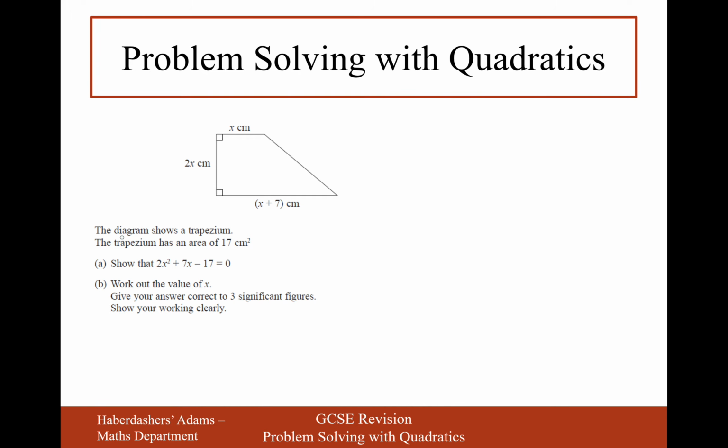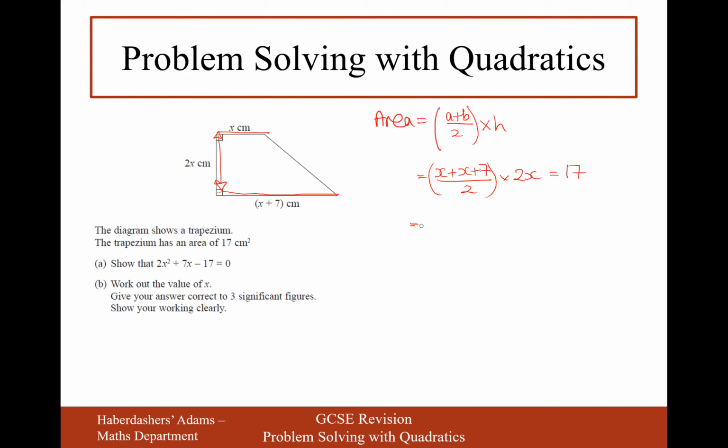Okay, so we are asked to work out the area of the trapezium. It equals 17. Remember the area of a trapezium has a formula a plus b divided by 2 times h. a and b are both the parallel sides, and h is the height of the trapezium. So the answer is going to be x plus 7 over 2, multiplied by h, which is 2x. And that will equal 17.